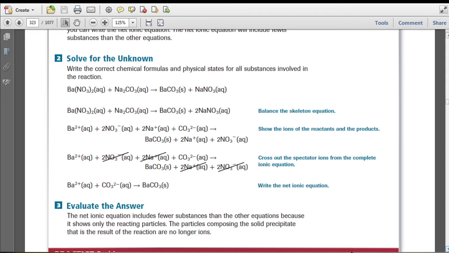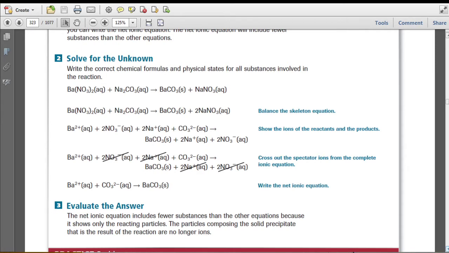So by starting out with the chemical equation for barium nitrate and sodium carbonate in the aqueous forms, we form barium carbonate, the solid, or the precipitate, as well as aqueous sodium nitrate. Okay. So now what we're going to do is balance this chemical equation. And when we balance this chemical equation, we need to then break it up into its ionic equation.